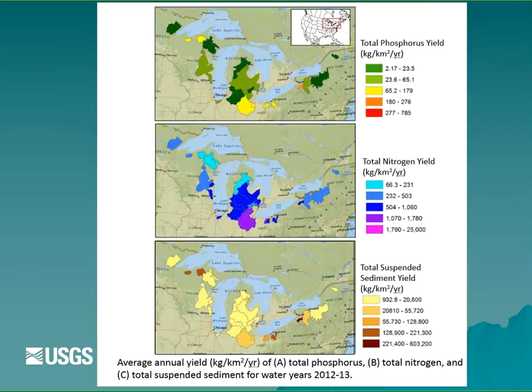Once we have all the models calibrated and run through, we've now been able to compute the loads for all 30 of those sites and compute things like mean annual phosphorus yield, nitrogen yield, suspended sediment yield. And from this, we can see the patterns in what's getting to that. It also provides a baseline for comparison as GLRI continues.